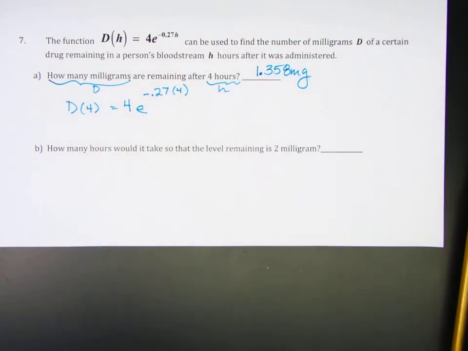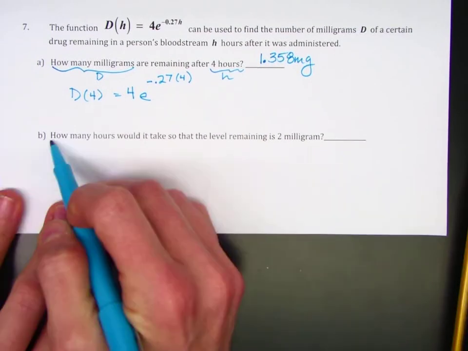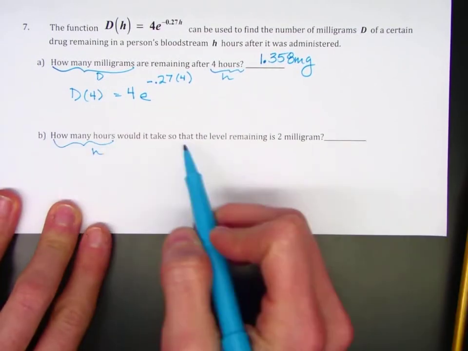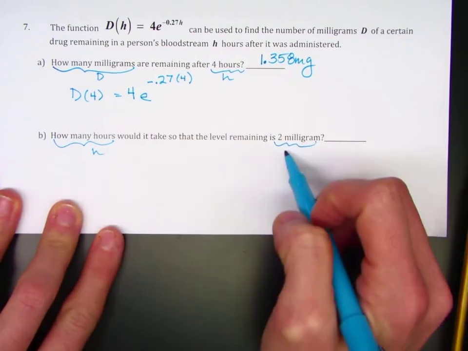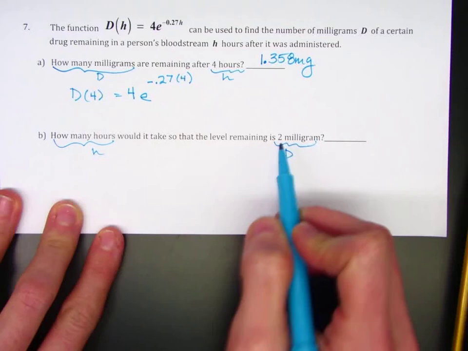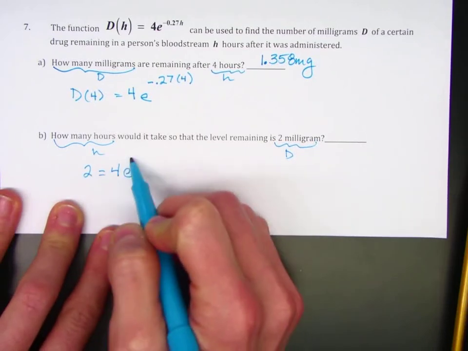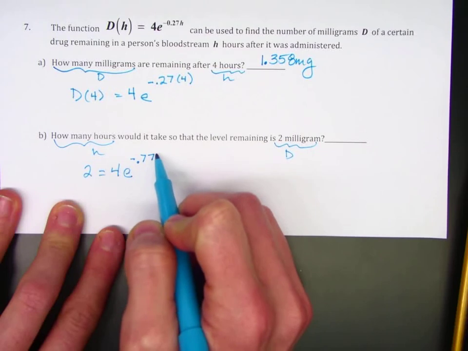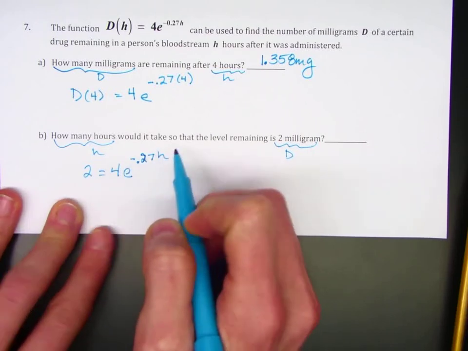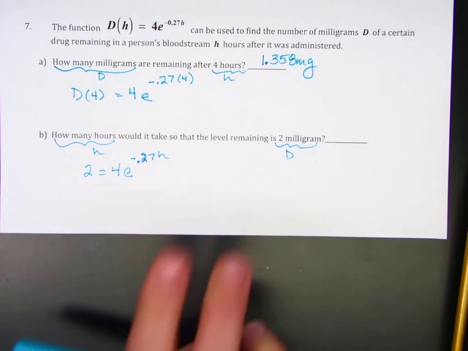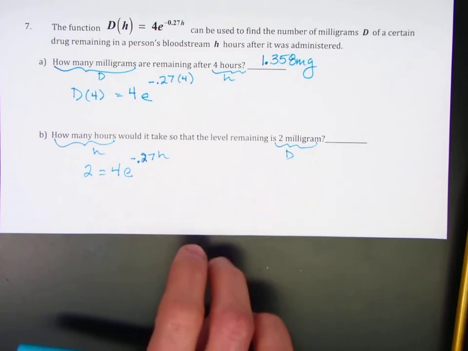And then for the next part, it says how many hours would it take so that the level remaining is 2 milligrams. This time, we are given D. So we have 2 equals 4 e to the negative 0.27 H. All right, so you actually have 2 ways you can do this now. We have enough practice at this point that we can solve either way.